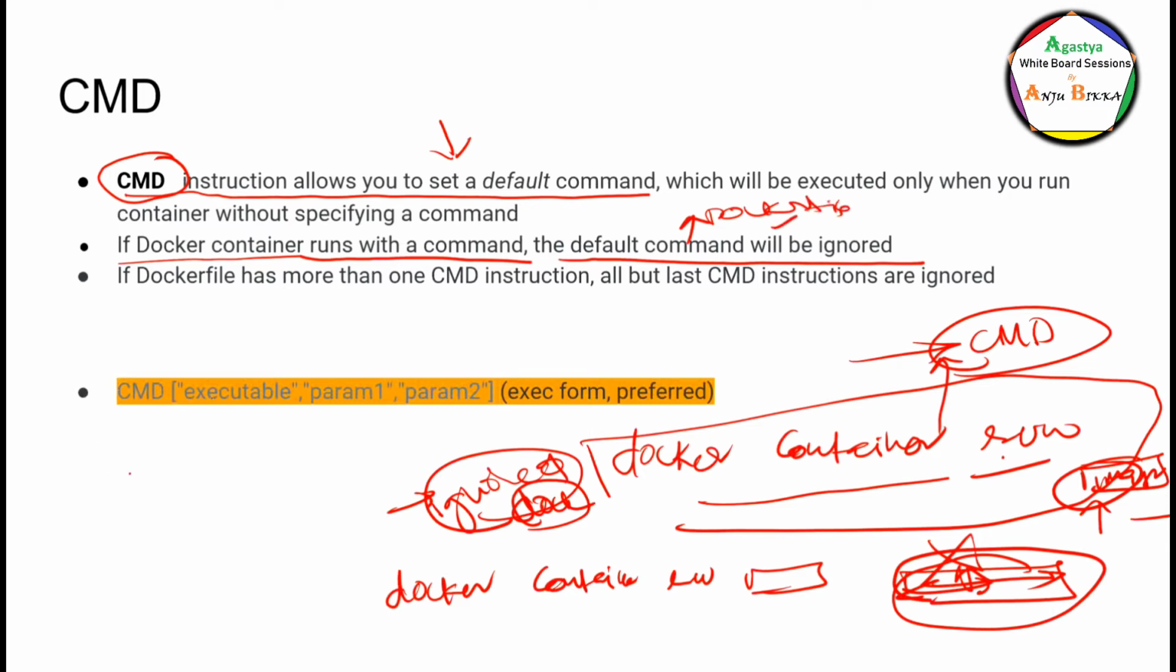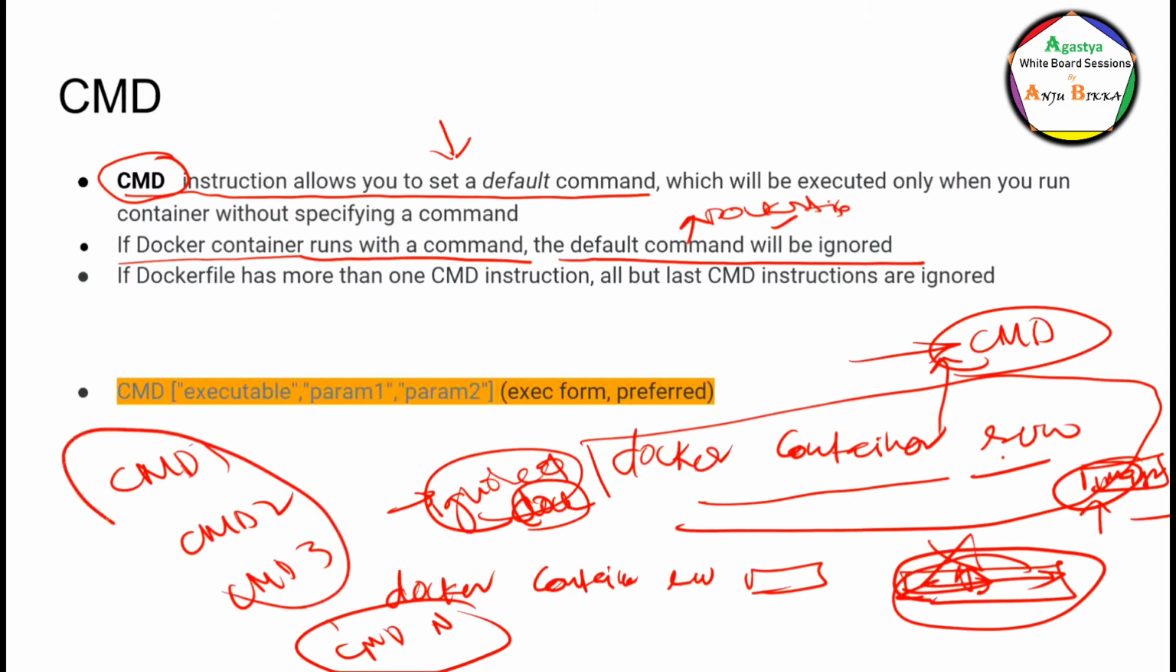The last point: if we specify multiple CMD instructions in the Dockerfile, like CMD1, CMD2, CMD3, and so on up to CMDN, all the earlier CMDs are ignored. Only the last CMD, CMDN, is going to be executed.